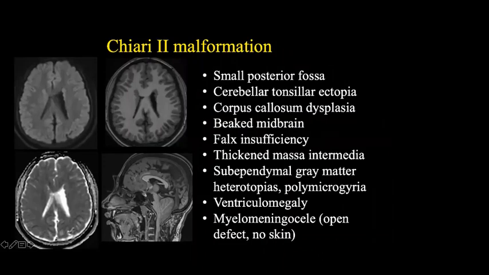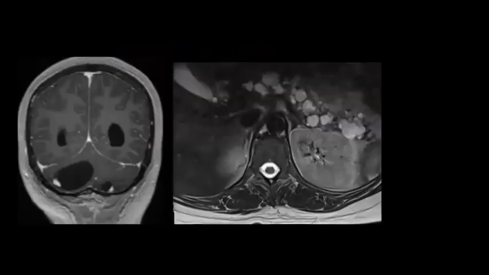One of them is Chiari-2, and then subependymal heterotopia and polymicrogyria. So these are the heterotopia. Sometimes these heterotopia can be easier to see on diffusion weighted images just because they can look bright, similar to the cortex. Ventriculomegaly, and then the myelomeningocele with the open skin defect.